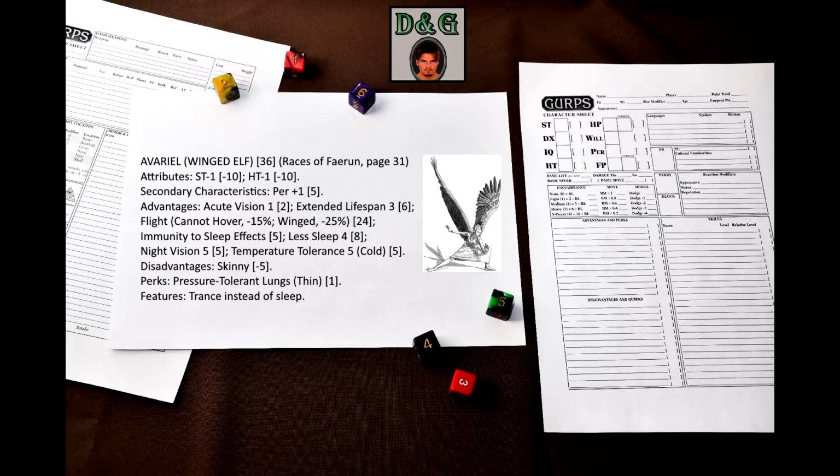Avariels, or winged elves, are frail and skinny due to their hollow bones. Flight is a massive advantage though. They also need better eyesight to see things from above. Temperature Tolerance 5 against cold and the Pressure Tolerant Lungs perk even allow them to dwell in the clouds, where temperatures are extreme and the air is thin.